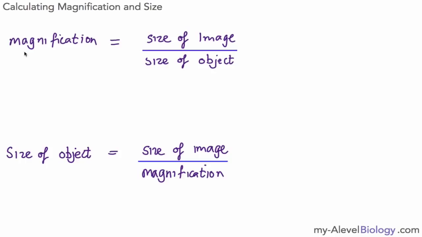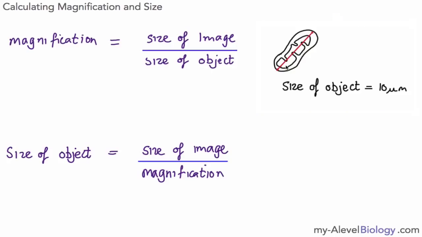The first thing is magnification, and the second is the size of an object. In order to work out magnification, we need to know two bits of data. We need to know the size of the image that we have, and the size of the object that we have, and the formula is basically size of image divided by the size of the object. So let me explain what I mean, or in fact give you an example.